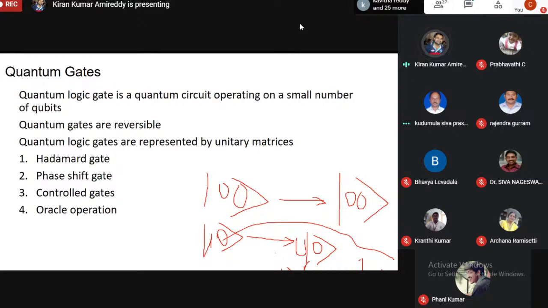Suppose it is an uncontrolled gate. If it is 1 0, we'll get 0 1, or 0 0, we'll simply get the same 0 0, or 1 0, we'll get 0 1, and 1 1, we'll get the same 1 1. So that is the uncontrolled gate.